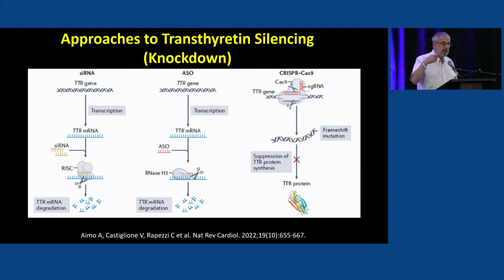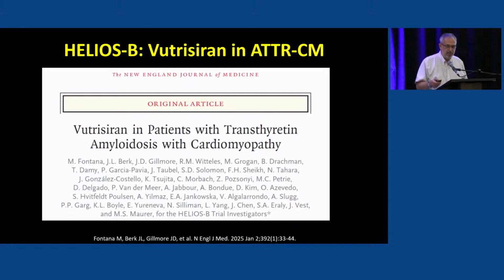With regard to the second approach, not stabilization, but silencing, there are different ways to do this. You can use siRNA with vutrisiran, antisense with eplontersen, or as I said, potentially in the future, if effective, gene editing, which is under study with CRISPR-Cas9. So this is the HELIOS-B trial published in 2025 in the New England Journal, run by Mariana Fontana and others.